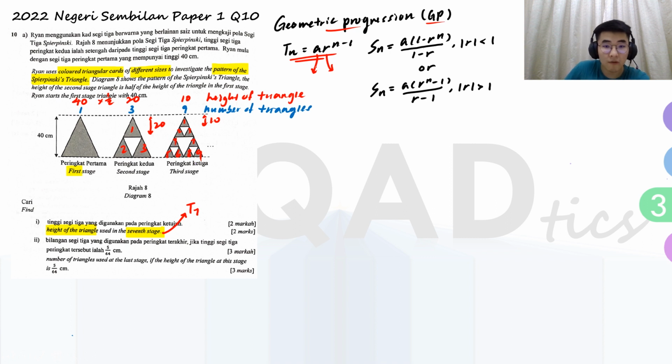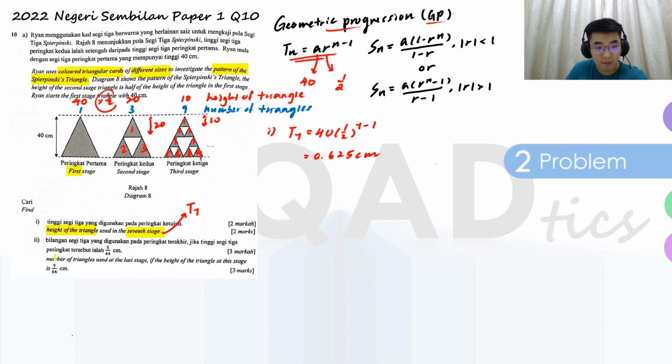Okay, so the value of a is the first term, which is the height of the triangle in the first stage, which is 40. And r is actually the common ratio, which is the number required to multiply to get the next number, which is 1 over 2. Okay, so we can substitute these values in to find the height of the triangle. Okay, so our a is 40, our r is 1 over 2, and our n is 7. So you'll get 0.625 cm.